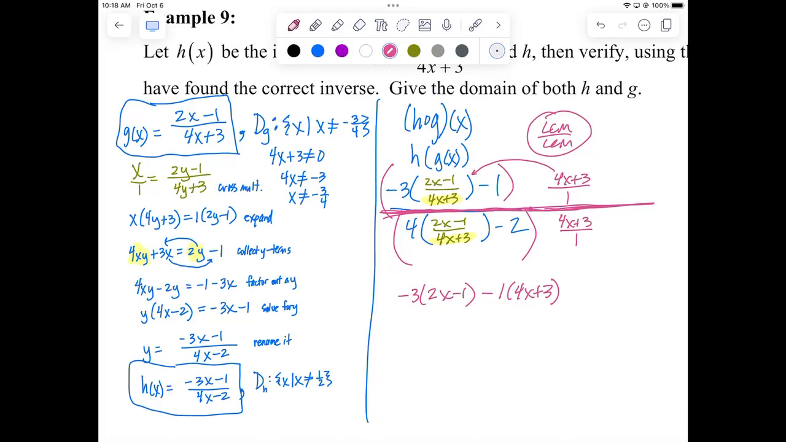There's really no bunk beds to destroy in that second term. In the bottom, when I distribute to the first term, I destroy the bunk beds again. The 4x plus 3's divide out, and I'm left with 4 times 2x minus 1, destroyed the bottom bunk, and then distributing to the next term, it's just minus 2 times 4x plus 3.